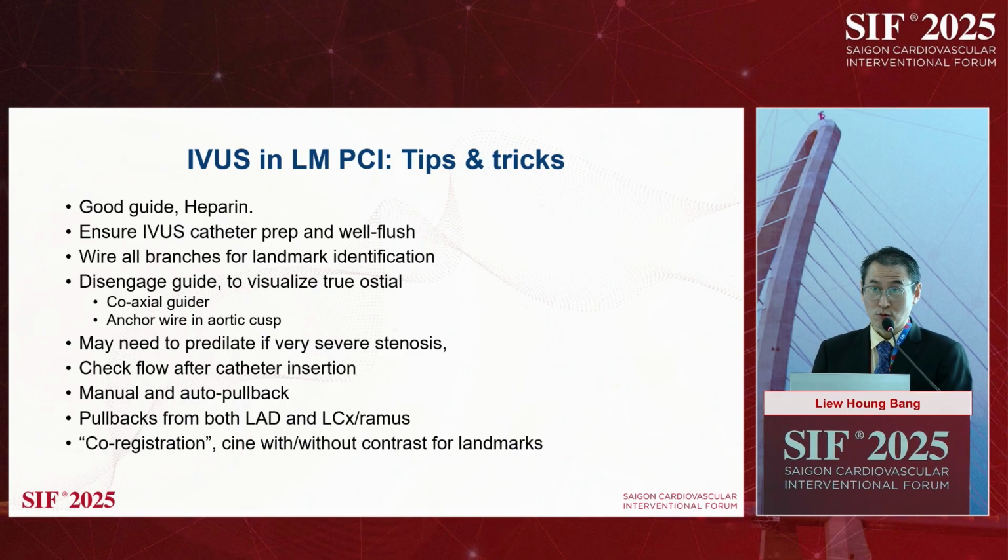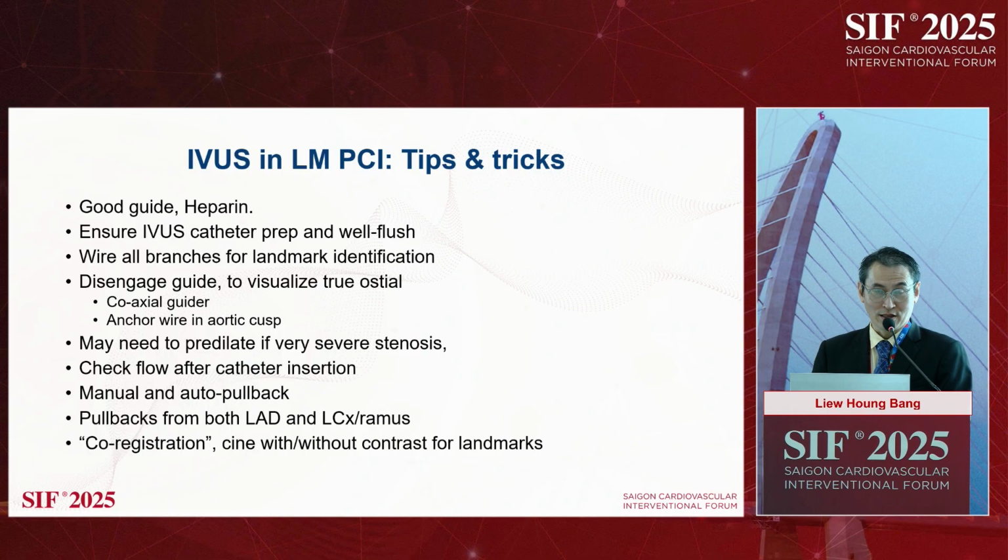And for pullback, I personally like to do a manual pullback before an auto pullback. A manual pullback will give me a point where I can stop and pause to see where the point of interest is, and also give me an idea about the smoothness of the pullback. If the pullback is not smooth, then be very careful about using it for length assessment.